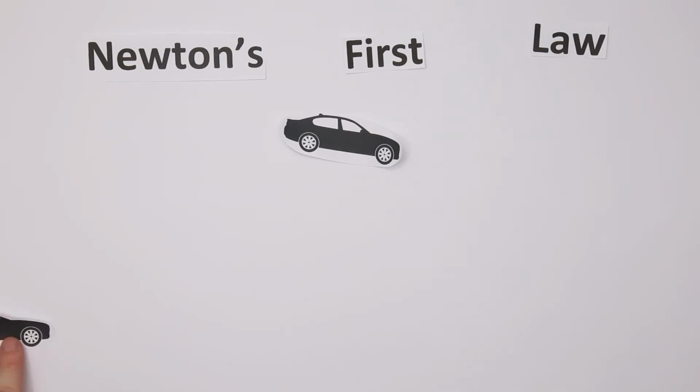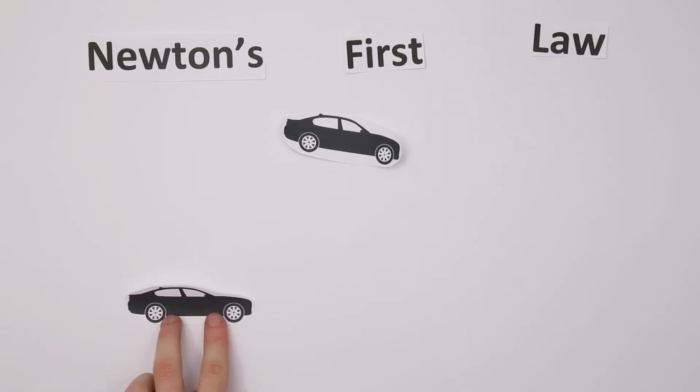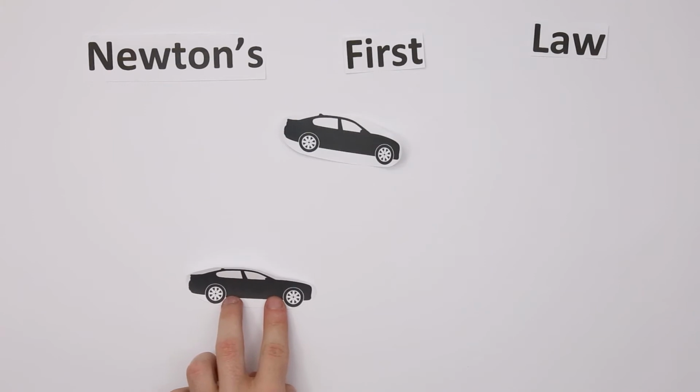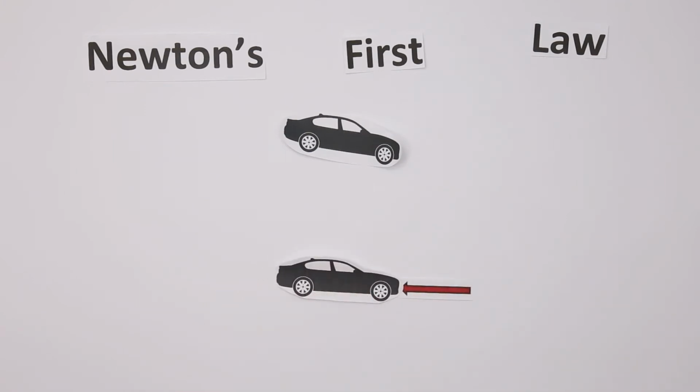Okay, so let's say that car is moving along the road at a constant velocity. Newton's first law says that that car will remain at the same velocity unless acted on by an external unbalanced force. So when we apply the brakes to slow us down, we're applying a net force to the car to counteract our forwards motion, therefore we're actually going to slow down.